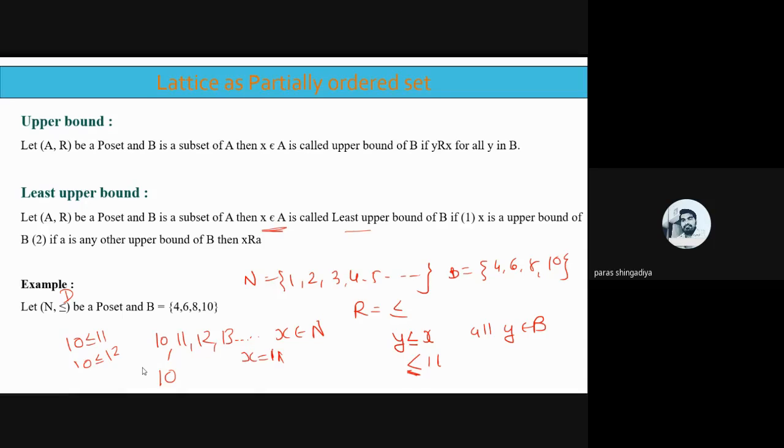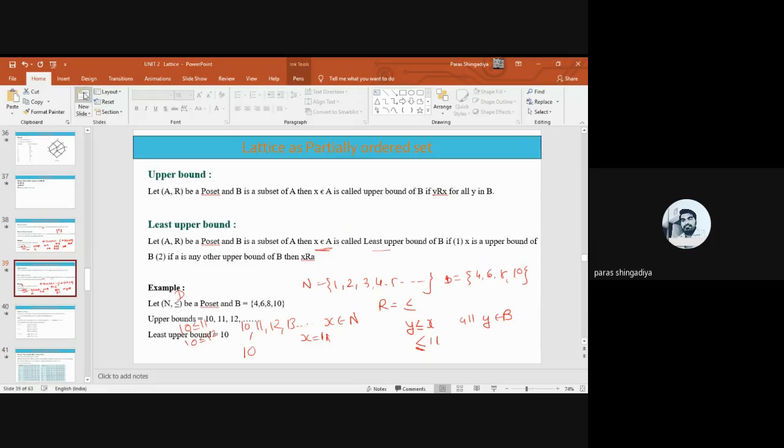Okay, data is here: N comma divides. The relation is the divide relation, the set is the natural numbers, and the subset is B, that is 2, 4, 6, 8 and 10. Five values are there, and we can easily verify that B is a subset of N. Clear? N includes all the natural values: 1, 2, 3, 4, 5 up to infinity.